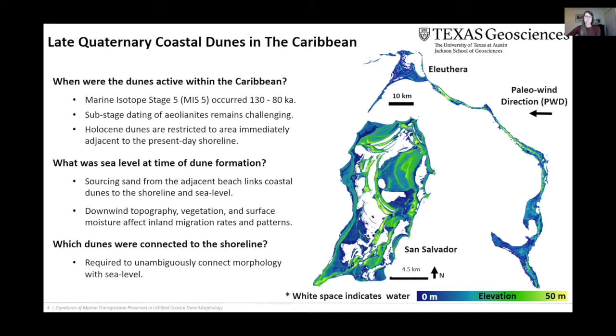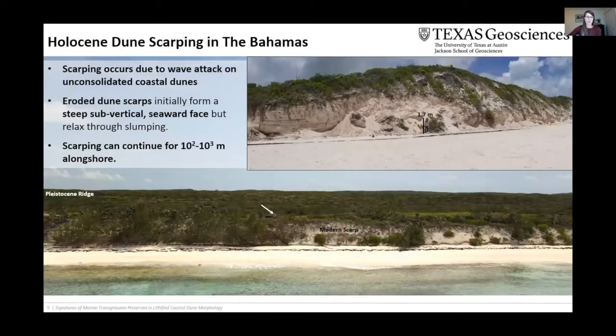So recognizing the geomorphic signatures of coastal dunes remaining beach attached and subject to marine erosion would be a reliable indicator of shoreline position. We can do this through recognizing scarping. Scarping occurs when waves attack an unconsolidated to weakly consolidated dune and results in a steep upwind face. The scarp originally can be subvertical and then relax through time through slumping. And scarping can occur for hundreds to thousands of meters along shore, as this example from Eleuthera shows.